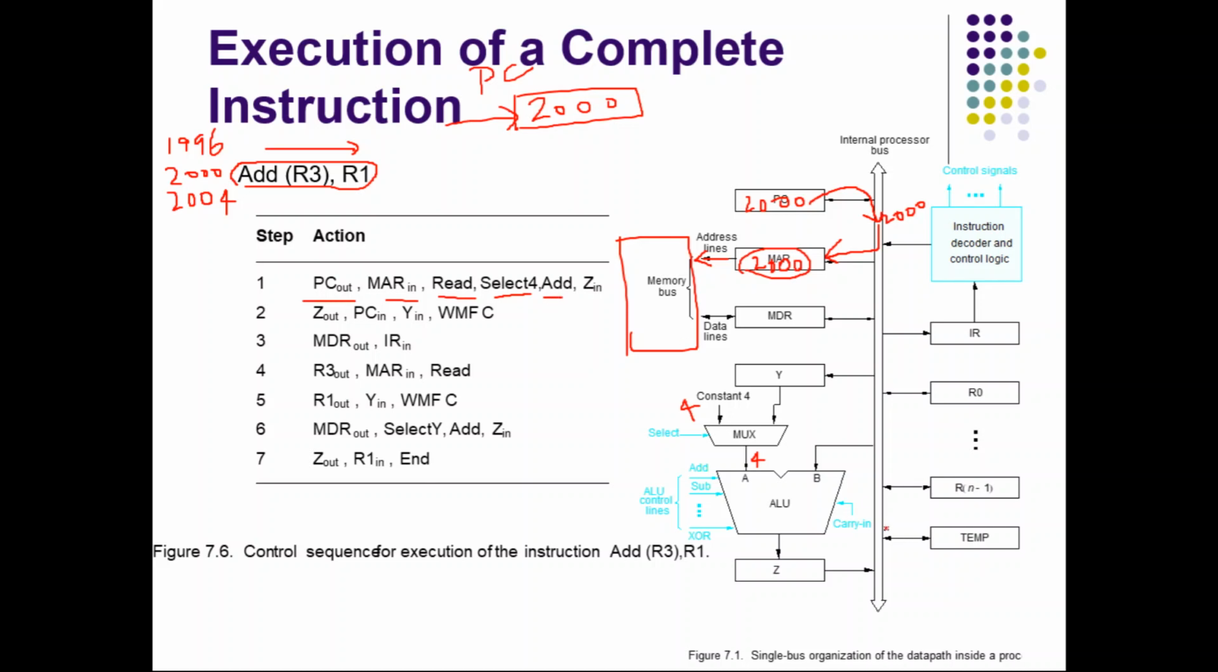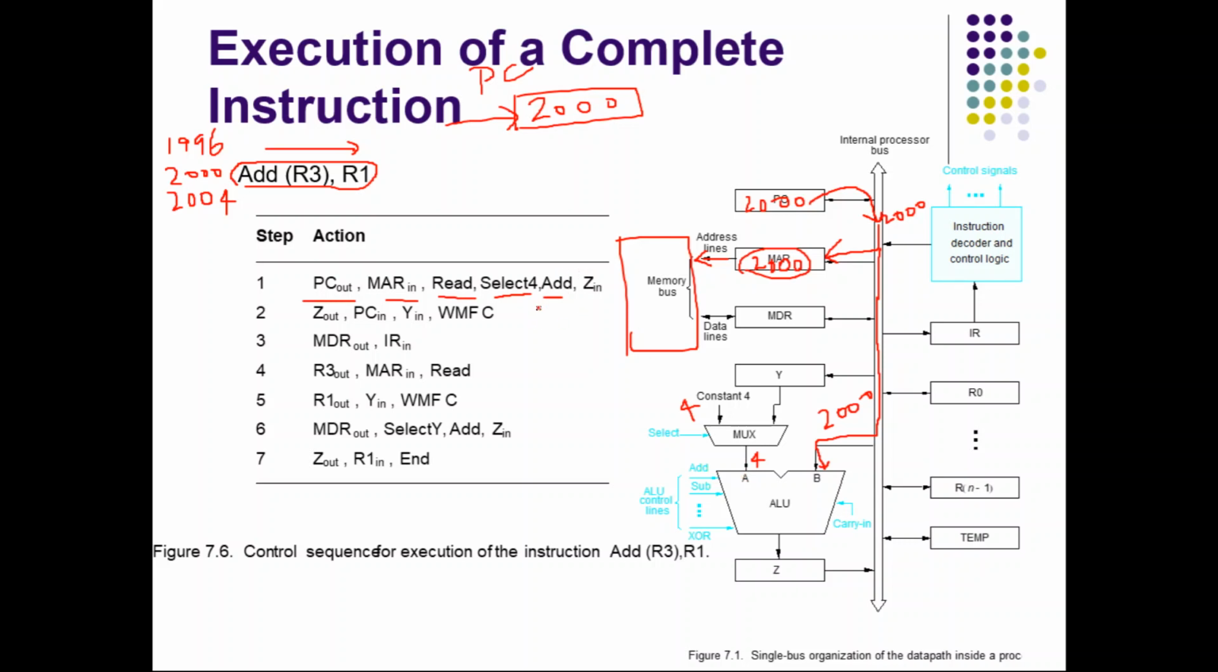Add with what? What is in the internal bus? The internal bus is holding 2000. Even though 2000 is moved to MAR, one copy is moved, still currently this 2000 on the internal bus is active. So this is also available in B. The internal bus is directly connected with B. So here you have 2000, here you have 2000, right? So B's input is now 2000, A's input is 4.